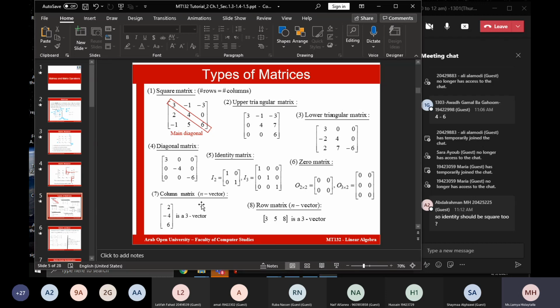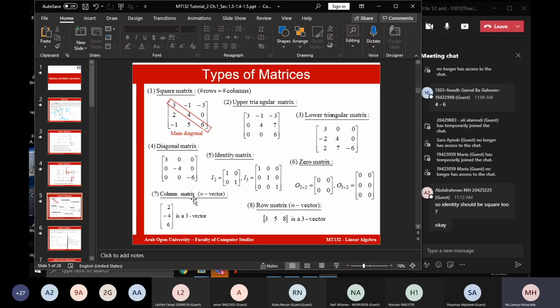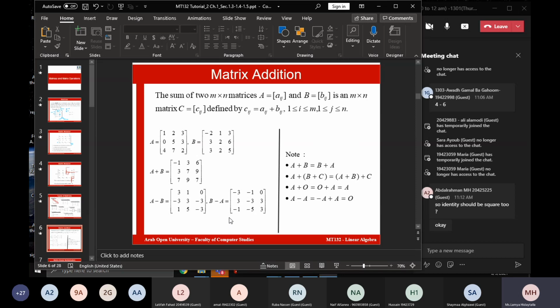Now, what is the column matrix? It is the vector. Depending on how many elements there are, we name it. For example, here there are 3, so it is a 3-vector. If there were 4, we would call it a 4-vector. So the column matrix is like this. Also, if it is a row, it is a vector too. The dimension is the number of elements. With 3 elements it is a 3-vector, and so on. Okay, so this is a special case.